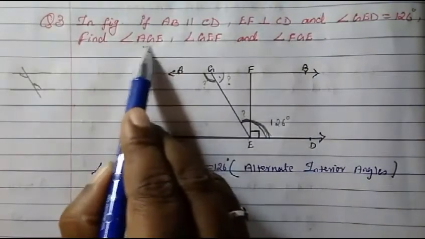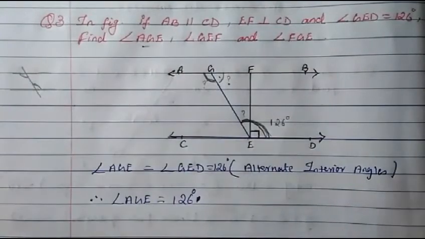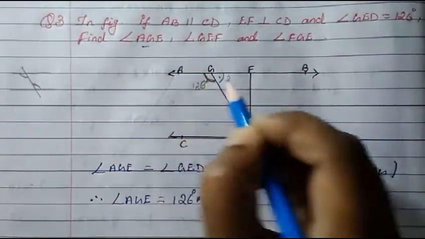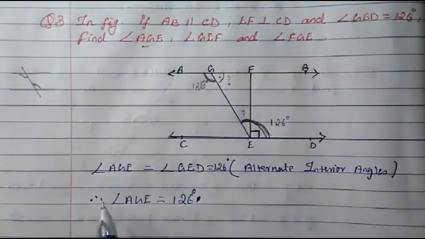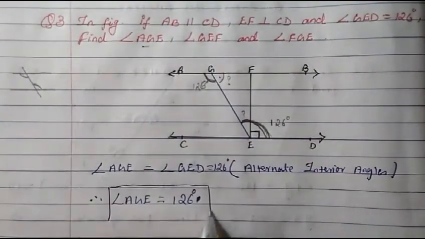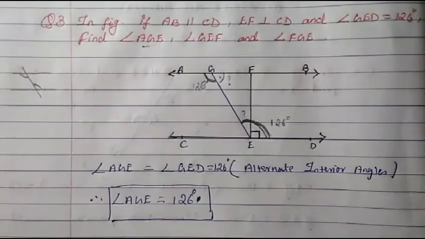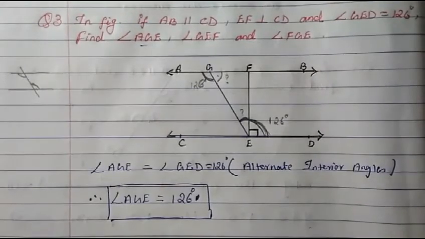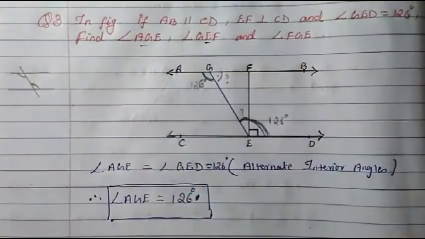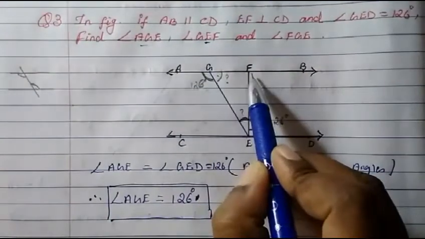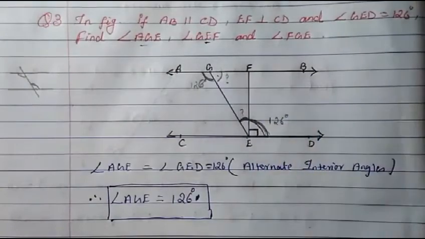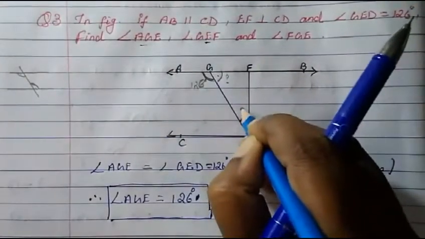So already we have found out this angle. This is 126 degrees. So one we finished. Now let's see the next one. Next one is, let's find out GEF. This GEF, this angle. So let's find out this angle now.